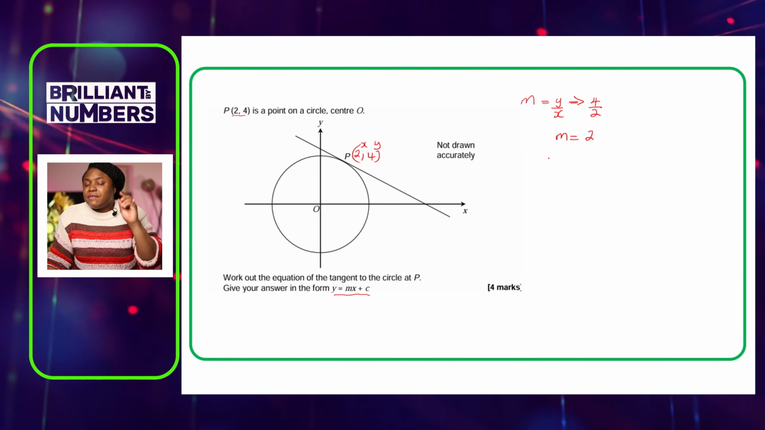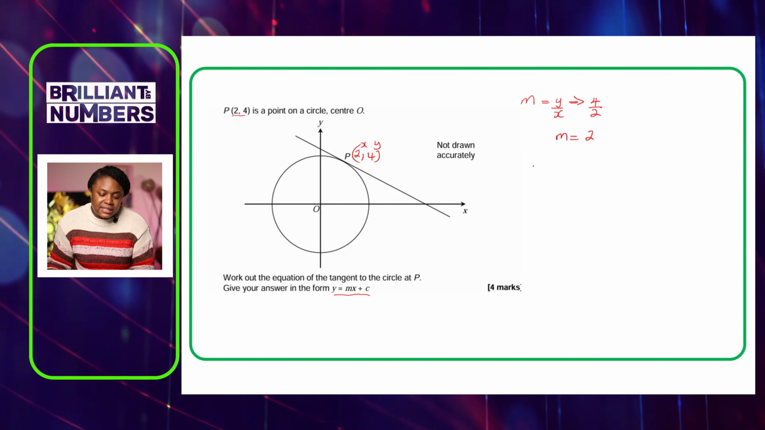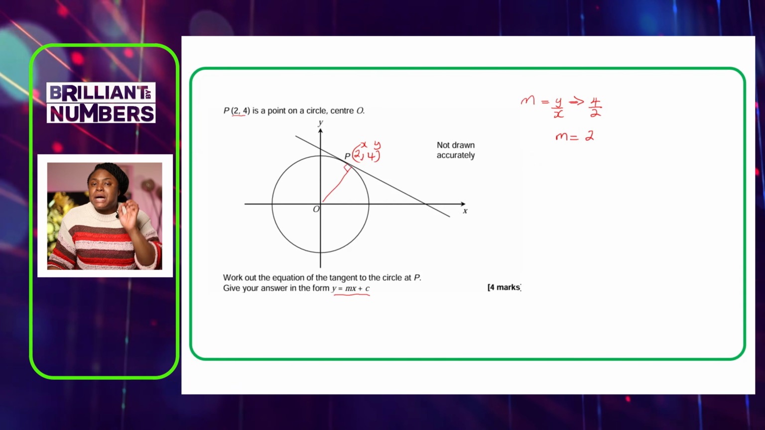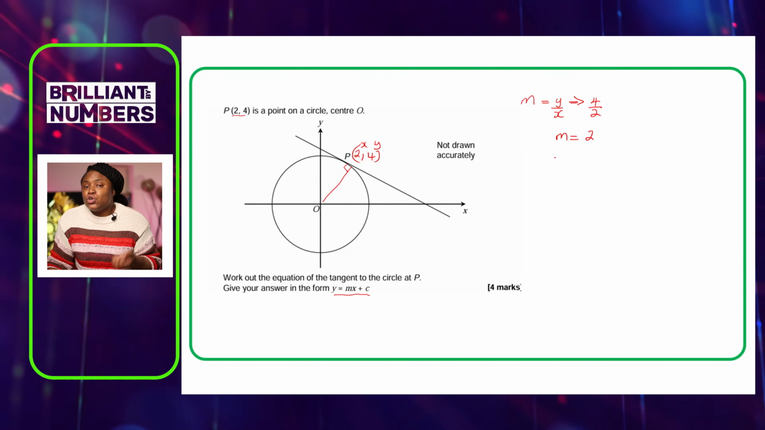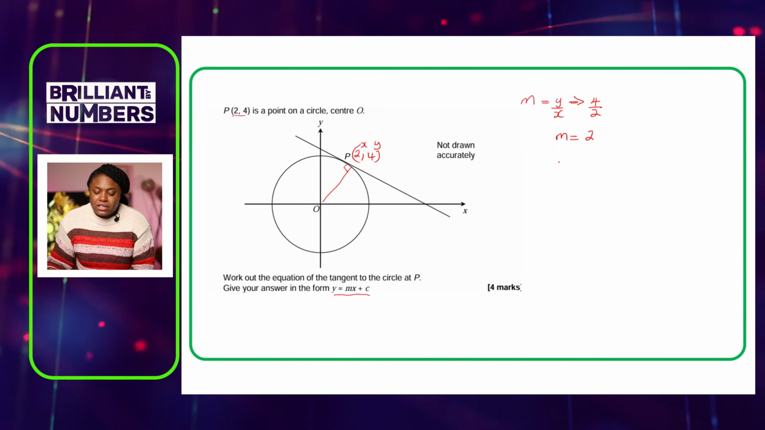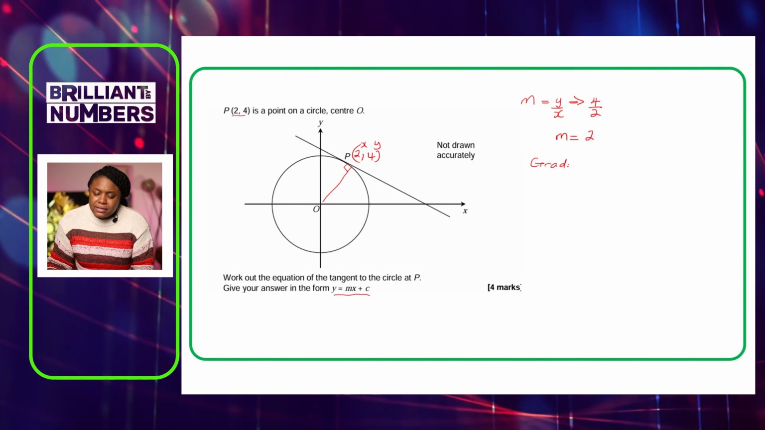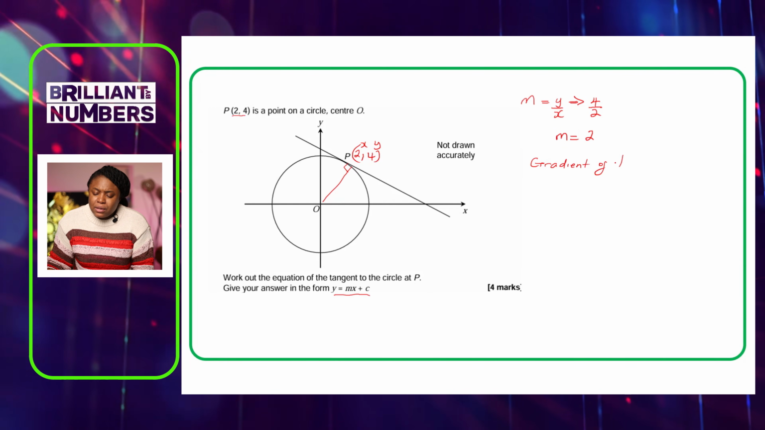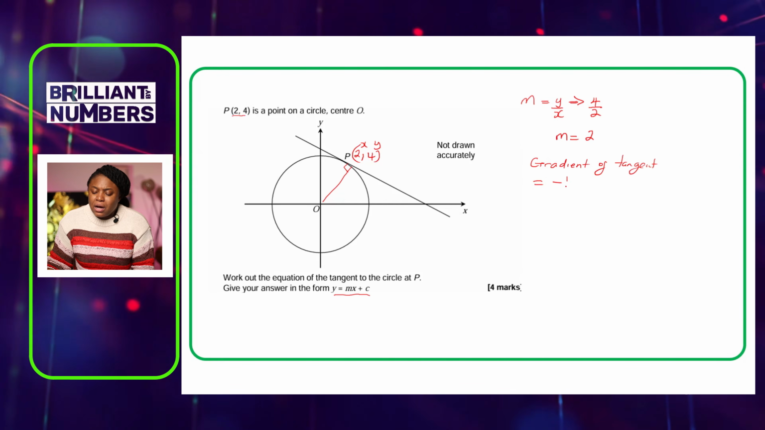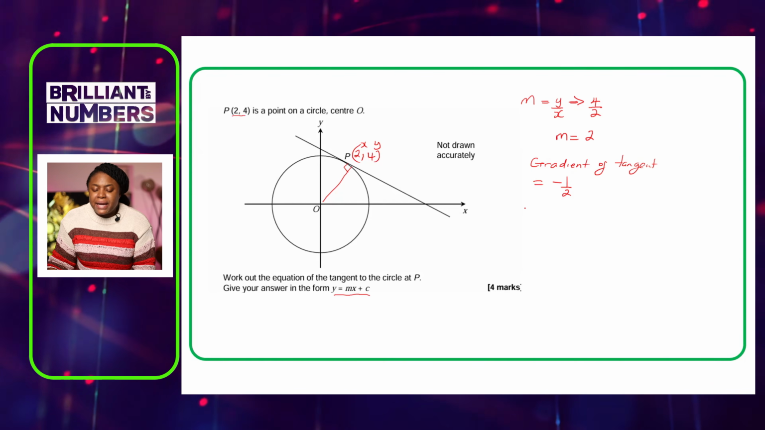Now the gradient of the tangent will be the negative reciprocal of that, because as you can see, they meet at a right angle, which means they are perpendicular. So if two gradients are perpendicular, they are the negative reciprocal of each other. So the gradient of the tangent is equal to negative 1/2. That's a negative reciprocal. When you times these two together, you will get minus 1.